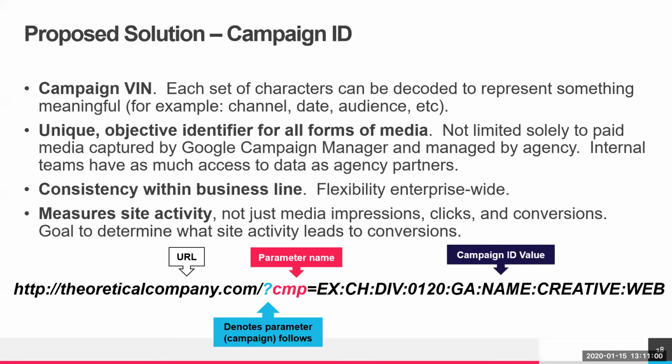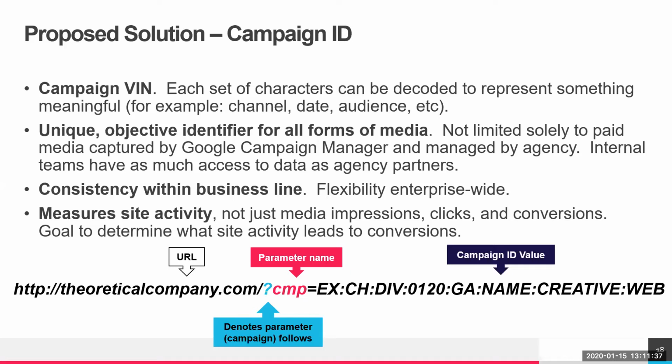Enter the campaign ID. Going back to the earlier VIN example, you can consider the campaign ID to be the VIN for your campaign. Each set of characters of the campaign ID can be decoded to represent something meaningful for your campaign, for example, marketing channel, launch date, target audience, and more. One of the best benefits of the campaign ID is that it is a unique objective identifier that can be applied to all forms of trackable media. Note, it would not apply to natural search or organic social media posts.